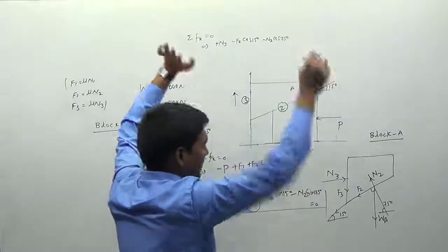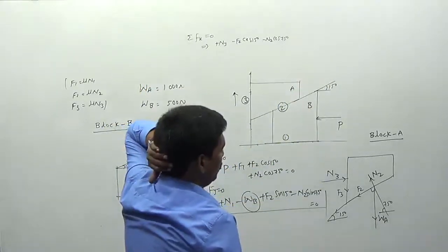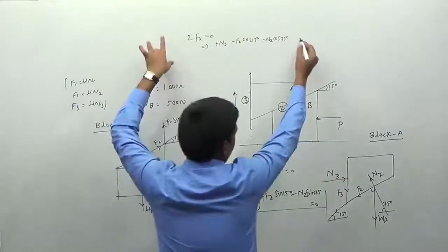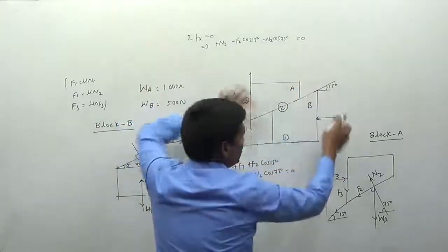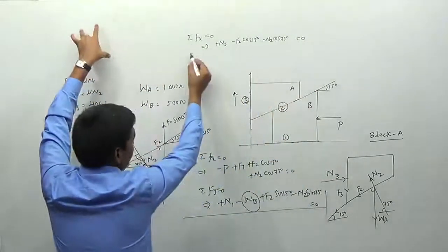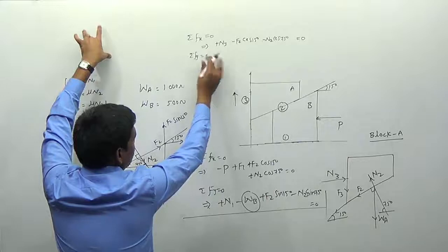Do we have any forces acting in the horizontal direction? No. F2 and N2 are inclined here. Only N3 is horizontal. Therefore I can write this value is equal to 0. See, P is acting on this block. It is not acting on this block here. Therefore, I am writing the sigma Fy is equal to 0 here, the second equation.